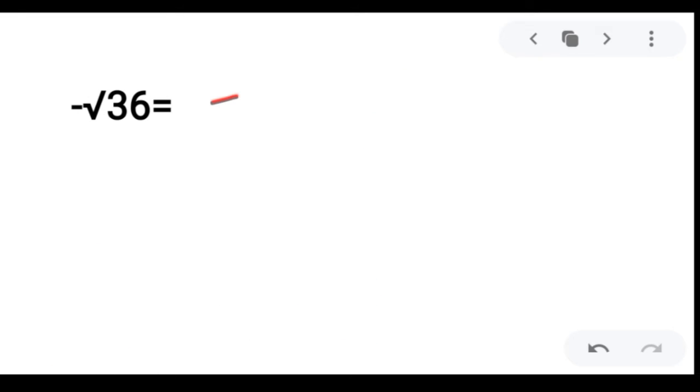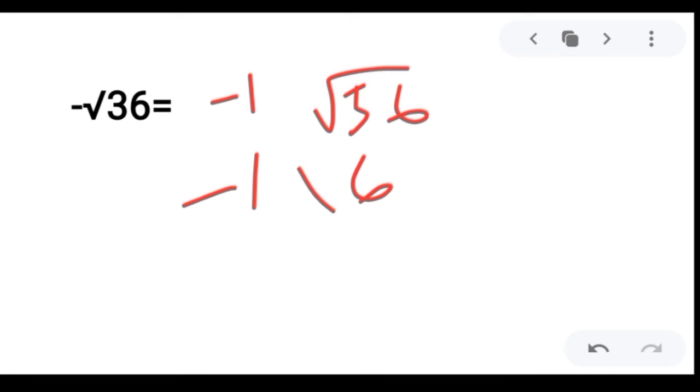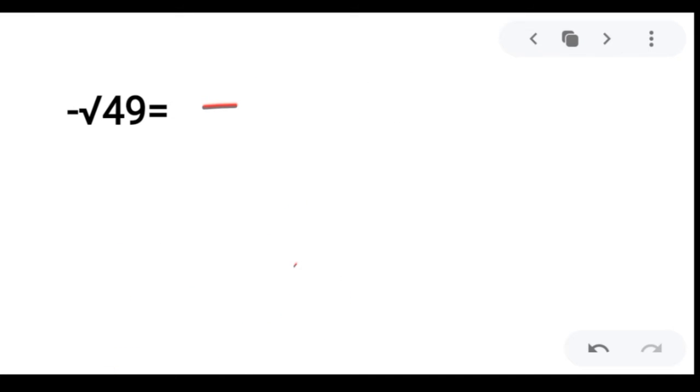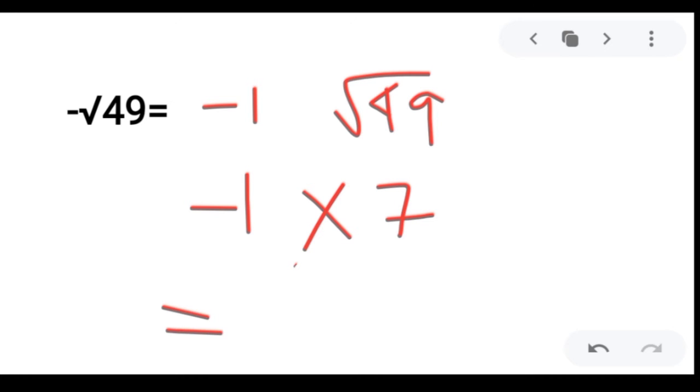Negative square root of 36. Negative 1. 6 times 6 is 36, so 6. Negative 1 times 6 is negative 6. The answer is negative 6. Negative, imaginary number 1. 7 times 7 is 49, so square root ng 49, sorry, is 7. So negative 1 times 7 is equal to negative 7.